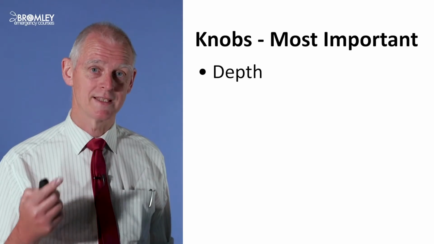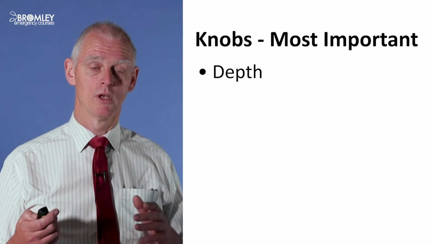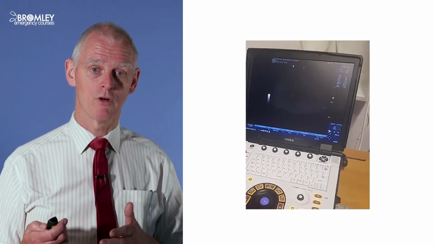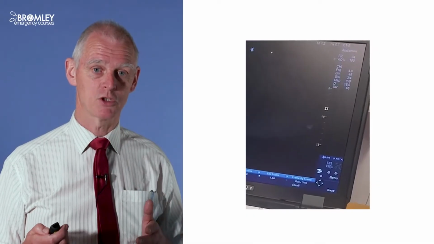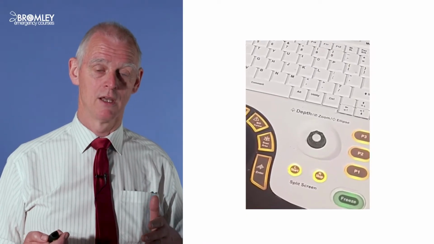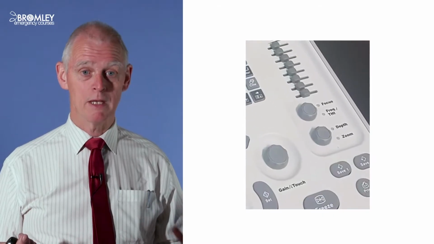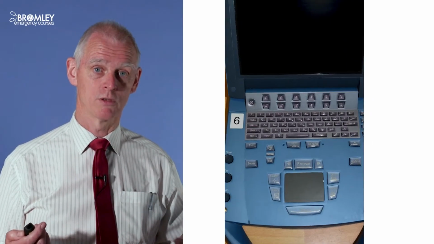The next one is depth, the depth control. So the depth control adjusts the depth on the right-hand side of the screen. Let me start off by just showing this. So here's an ultrasound machine showing the depth control down the right-hand side in centimeters. And that's adjusted by a button. Again, it's usually quite a big button. It's usually quite obvious on the machine.